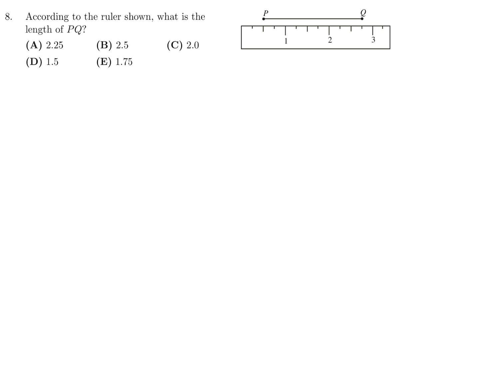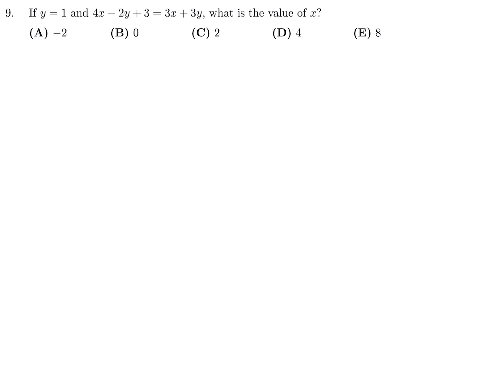According to the ruler shown, what is the length of PQ? Well, P is approximately at 0.5 and Q is at 2.75. So the length of PQ would be 2.75 minus 0.5, and that is 2.25. So number 8, the answer is A.